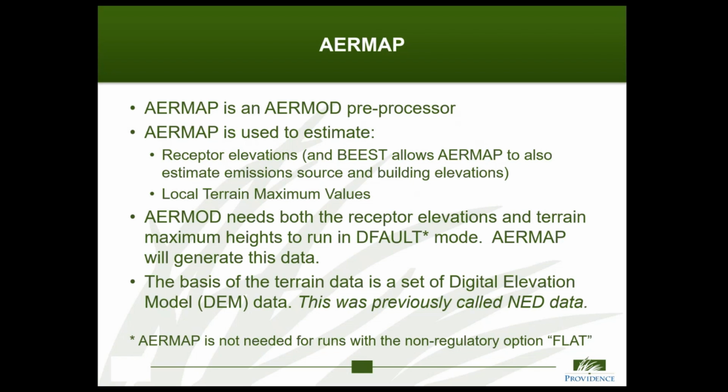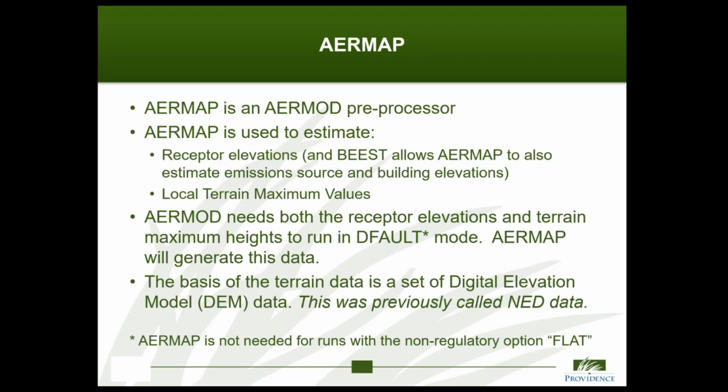Local terrain maximums are a value that Aermap needs in order to calculate something it calls hill heights. So that is a piece of information that's collected by Aermap. Aermap needs both the receptor elevations and terrain maximum heights to run in the default mode. That's our regulatory default. Aermap will generate this data.